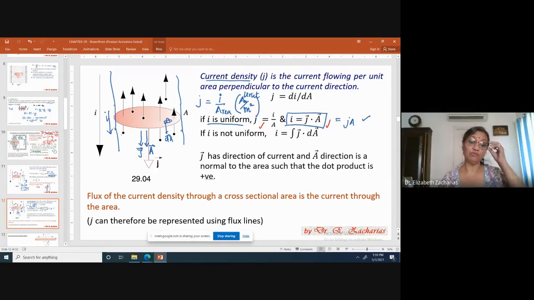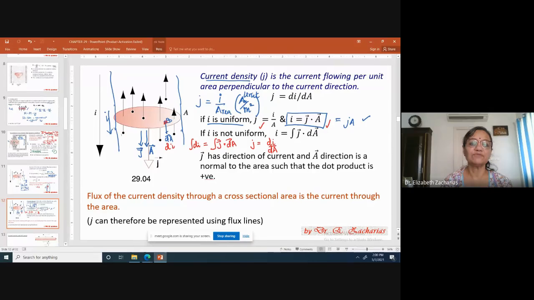If it is not a uniform current flow, then what you should do is find the current dI through each of these small areas dA. Let that current be dI. And if I want the current through this entire cross-sectional area, then I just do integral dI equal to integral J dot dA. Are you following this? And here J will be defined as dI by dA.